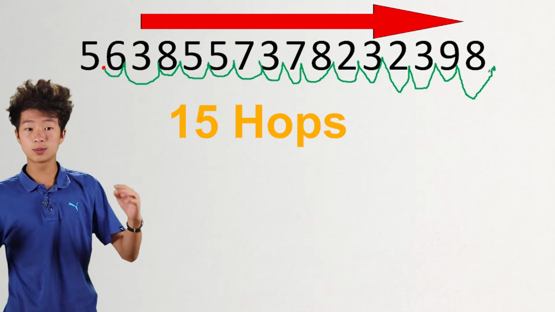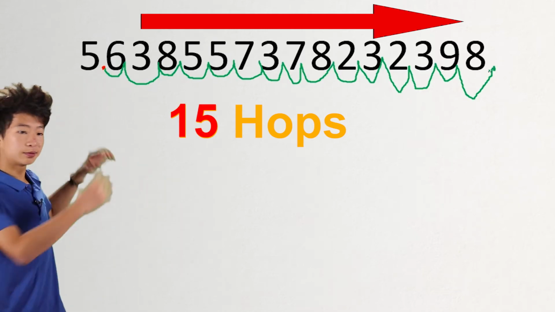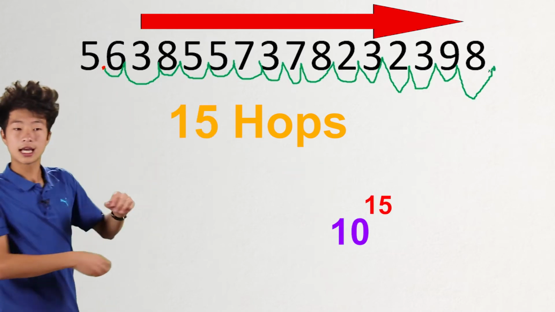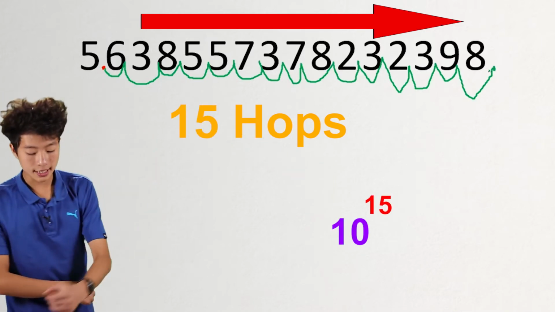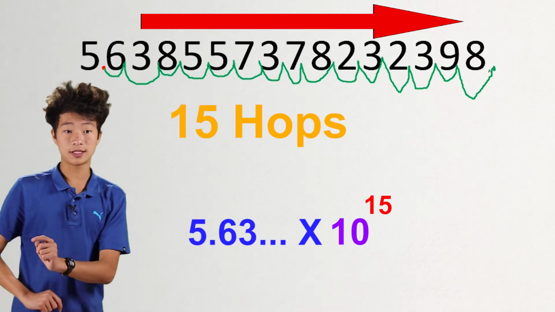That means your exponent is going to be positive. So you take that 15 hops and you place it right on top of a 10 as the exponent. So you get this giant decimal, 5.63 ... times 10 to the 15.